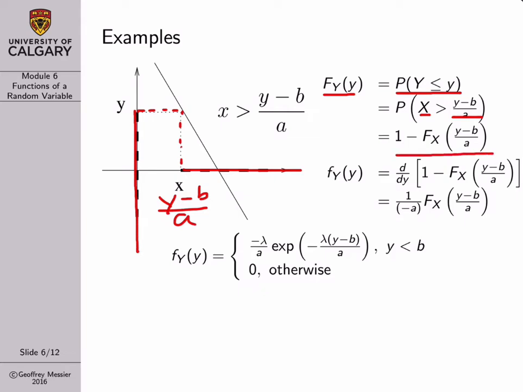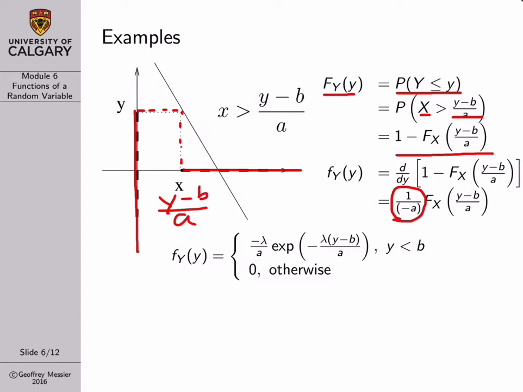So now to get the PDF of y, we do exactly the same thing. We take the derivative of our expression with respect to y. Of course, the derivative of 1 with respect to y is equal to 0, and so we essentially get the same expression that we had before. The only difference is that we scale by negative 1 over a, which essentially cancels out the negative value of a itself, right? Because in this case, a is negative.